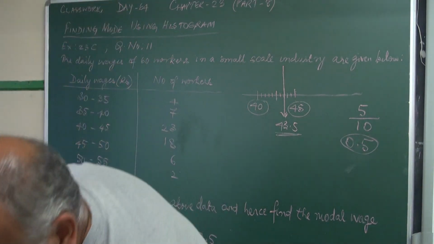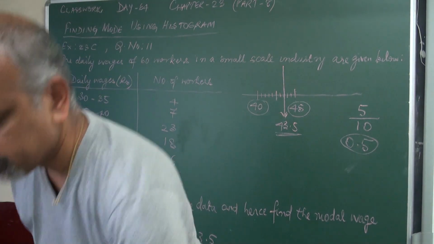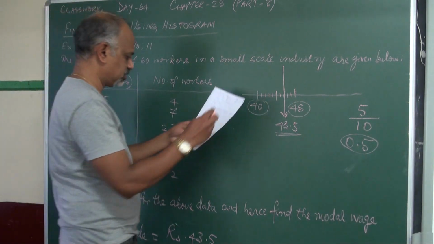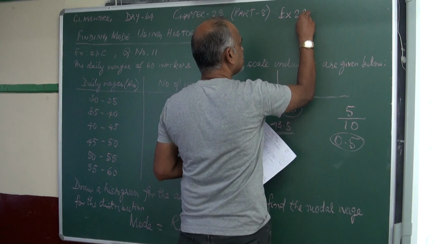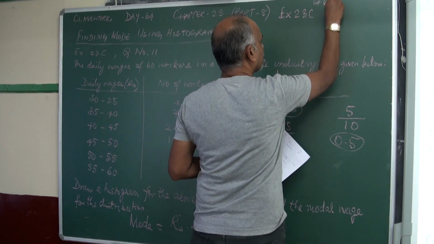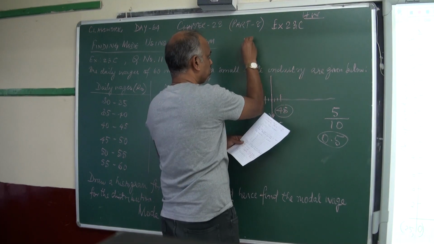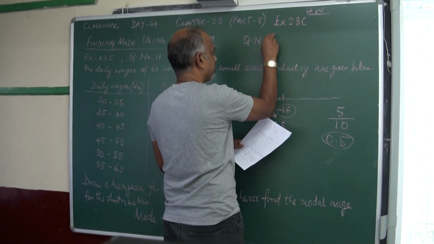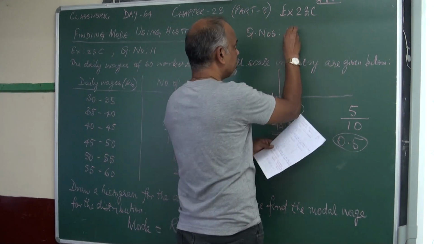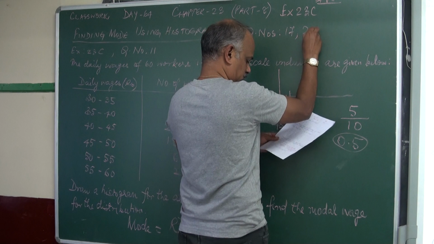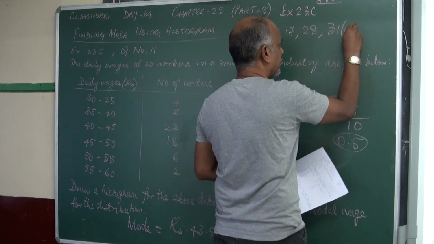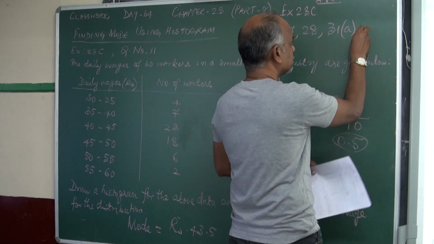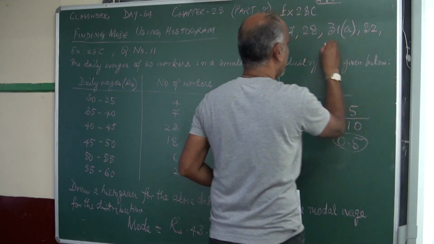And your homework for today is, I'm writing it here, exercise 23C. This is homework. Question numbers 17, 28, 31A, 32 and 40.